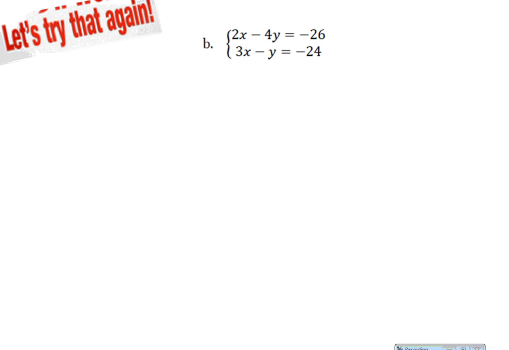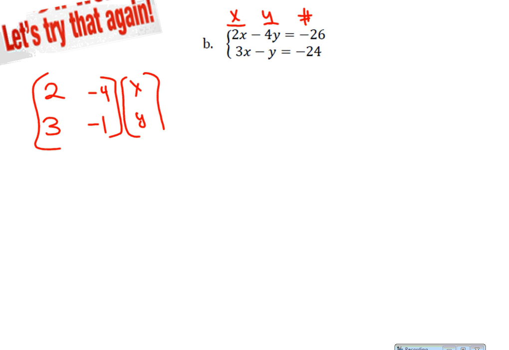So if I take a look at this, 2x minus 4y equals negative 26, 3x minus y equals 24. Just looking at the coefficients, again, x has got to be on top of each other, y has got to be on top of each other, equaling a number. So I need 2, negative 4, 3, that would be negative 1, just the coefficients times x and y. And that's going to be equal to negative 26, negative 24. Okay, so it goes row by column. So this is a 2 by 2, this is a 2 by 1.